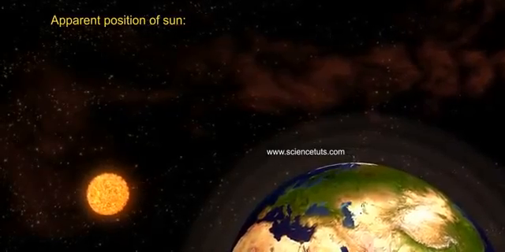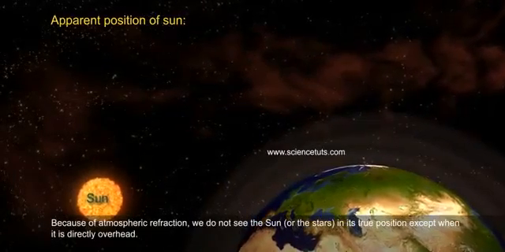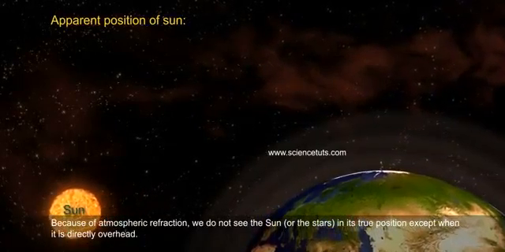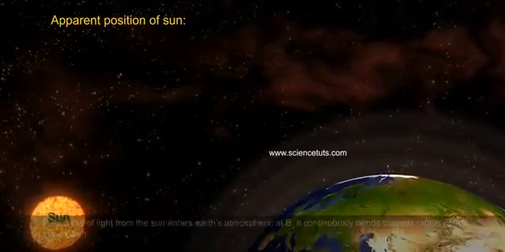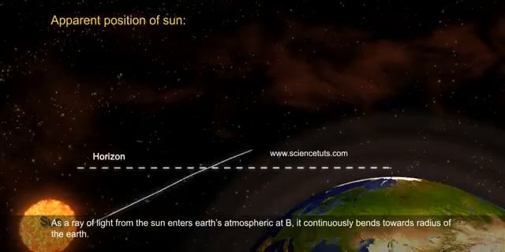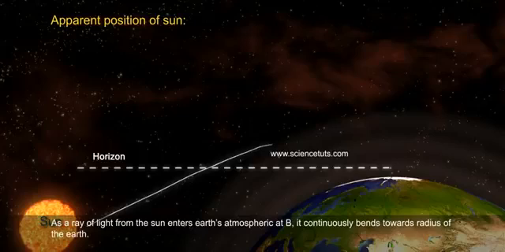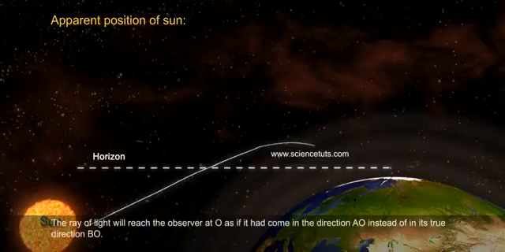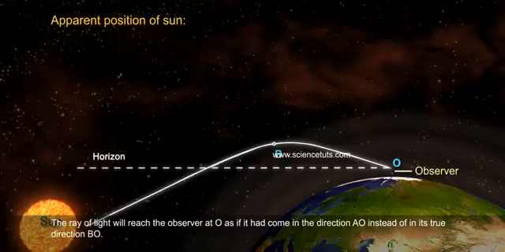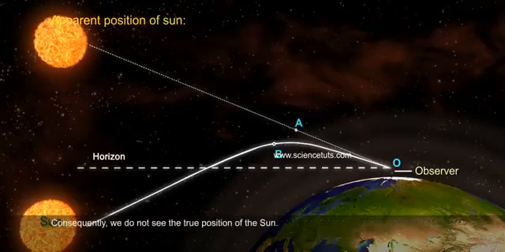Apparent position of sun. Because of atmospheric refraction, we do not see the sun or the stars in their true position except when directly overhead. As a ray of light from the sun enters Earth's atmosphere at B, it continuously bends towards the radius of the Earth. The ray of light will reach the observer at O, as if it had come in the direction AO instead of in its true direction BO. Consequently, we do not see the true position of the sun.